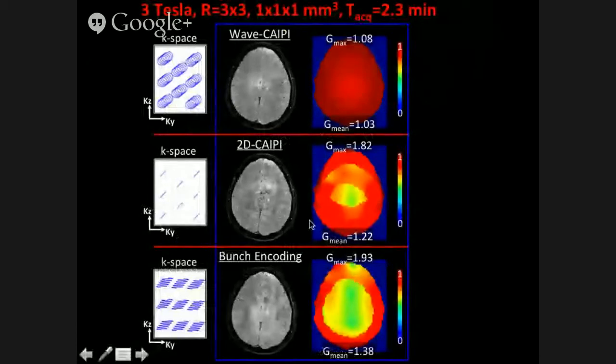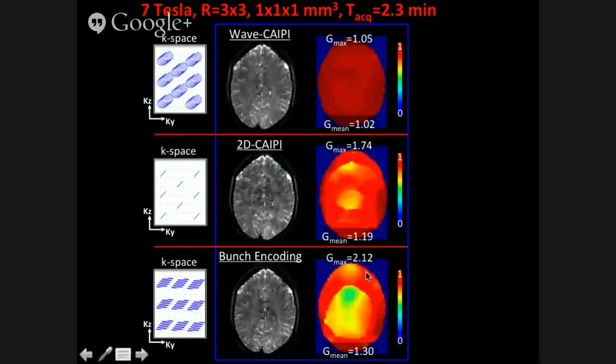So at 3 Tesla, Wave again gave us a clean image with close to perfect SNR retention. 2D CAIPI has a little bit of structured aliasing, and it also does not retain SNR well, with a Gmax of 1.8. So bunch encoding seems to be doing okay, but you can still see that it is quite grainy and has some amount of artifacts. Its SNR retention is about 50%.